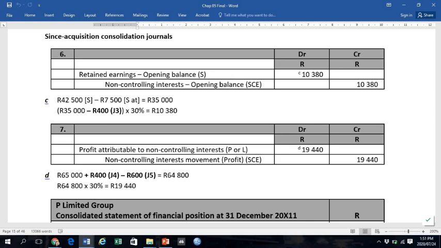The objective of the since acquisition consolidation journal entries is to measure my NCI in the consolidated financial statements. Journal 6 attributes a portion of the opening retained earnings of S to the opening balance of NCI. I start with my trial balance opening retained earnings and I adjust that trial balance amount for the effect of related consolidation journal entries. There was an at acquisition consolidation journal entry where I eliminated the at acquisition retained earnings so that I'm left with the 35,000 since acquisition date movement.